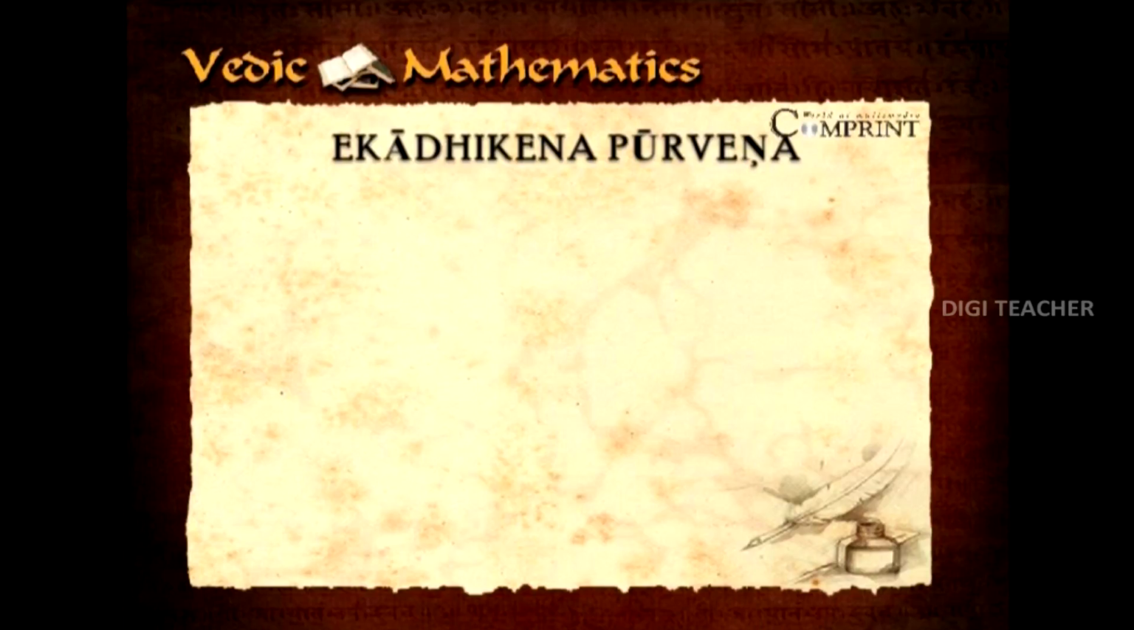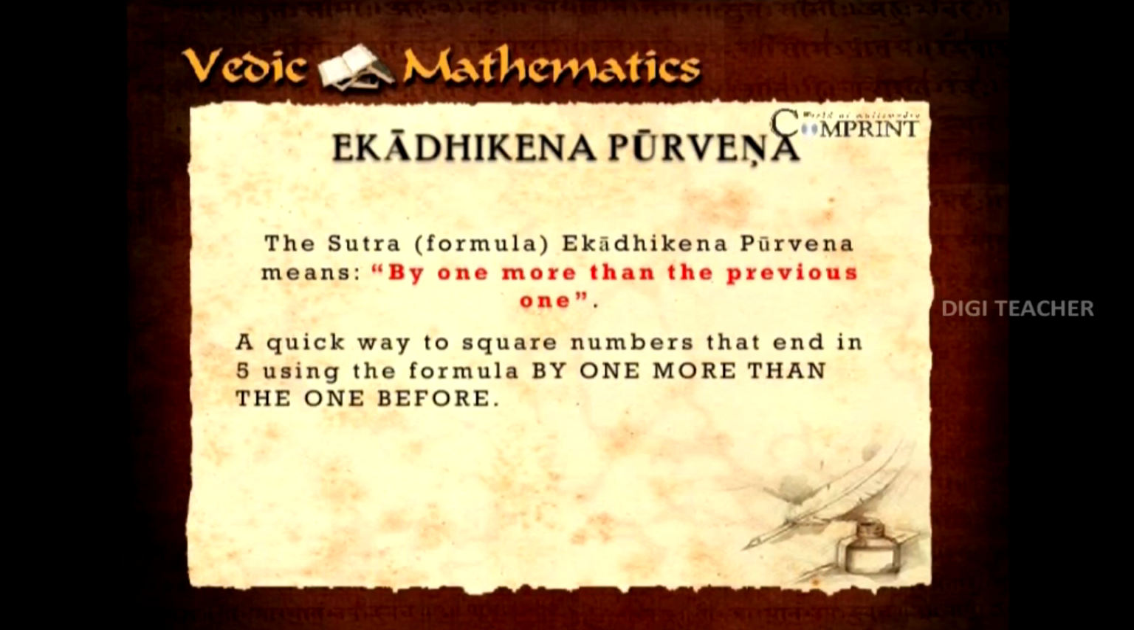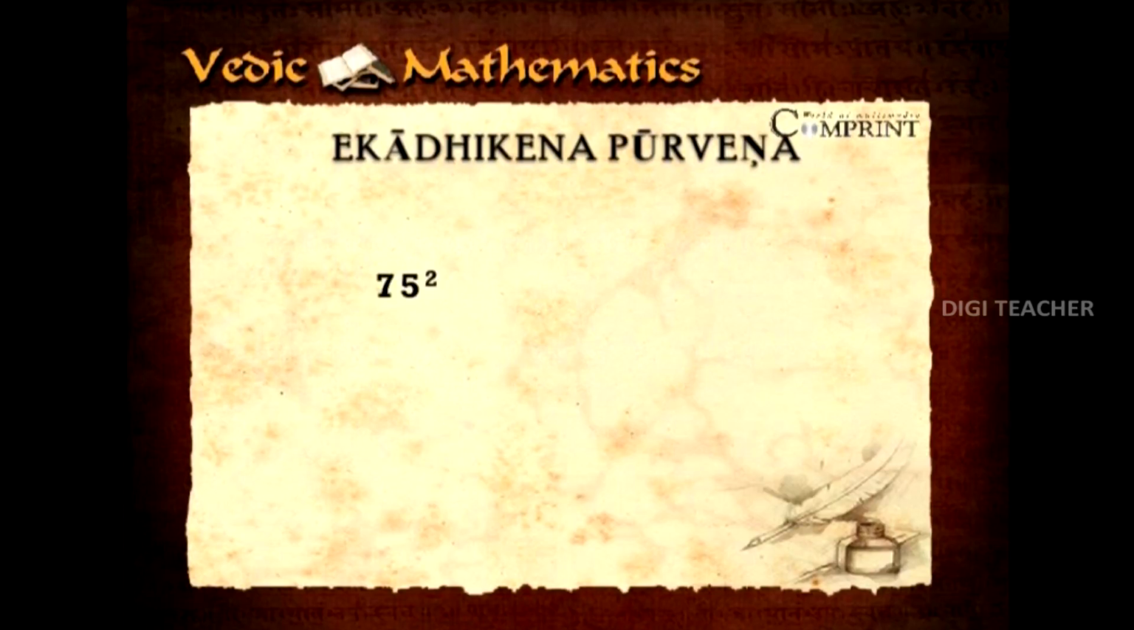Ekadhikena Purvena. The sutra Ekadhikena Purvena means by one more than the previous one. A quick way to square numbers that end in 5 using the formula by one more than the one before. For instance, 75 squared equals 5625. The 75 squared means 75 multiplied by 75.